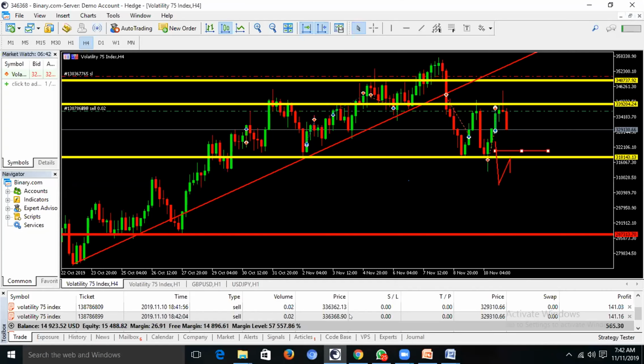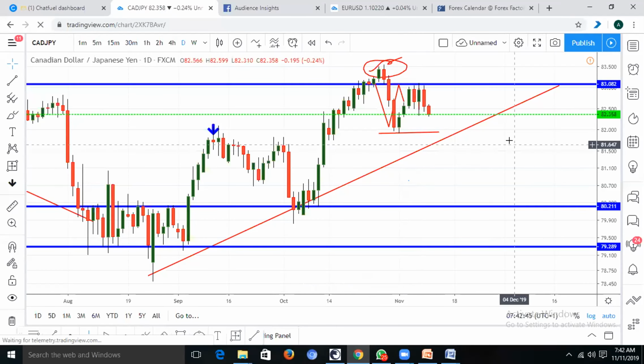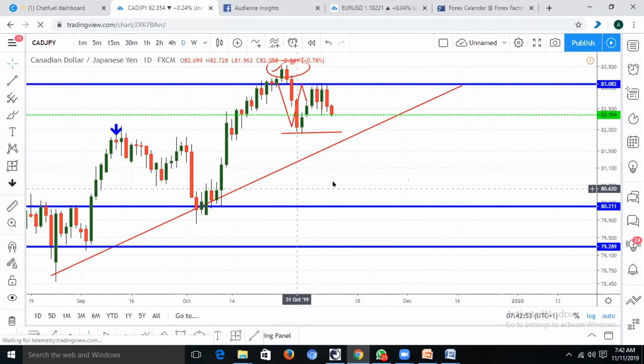That is what differentiates professionals from amateurs. Amateurs always use a stop loss that is above your take profit. I mean, a stop loss that is above the account.